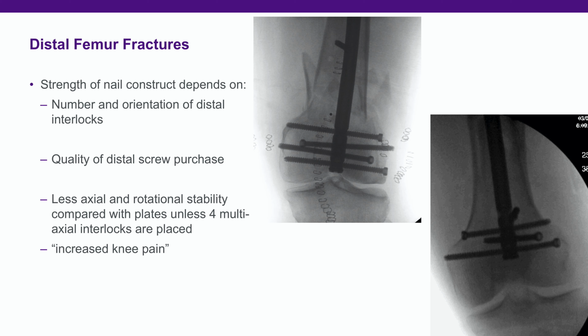Intramedullary retrograde nailing has taken popularity in treatment of these fractures. The strength of the nail and fixation of distal femur fractures depends on the number and the orientation of the distal interlocks. Furthermore, the quality of the purchase of these interlocks is very important. The greater the number of screws placed distally, aka it requires 4 polyaxial screws, the more biomechanically similar it is to a lock plate. Keep in mind that retrograde nailing is associated with increased knee pain.